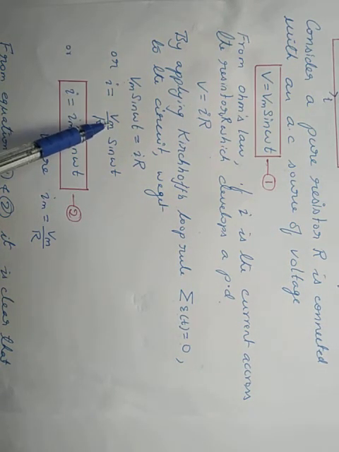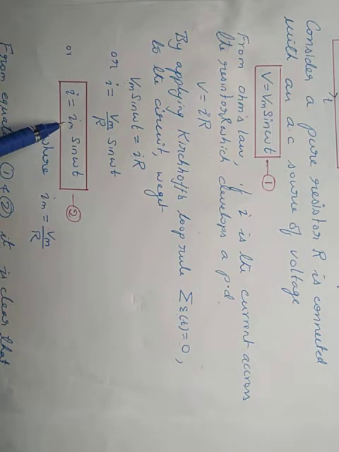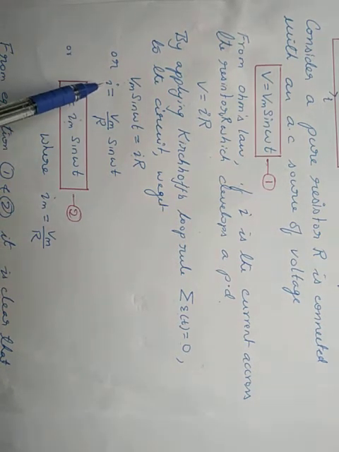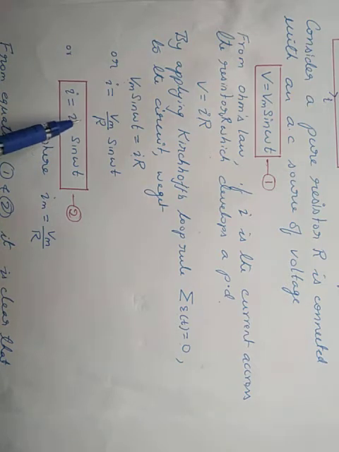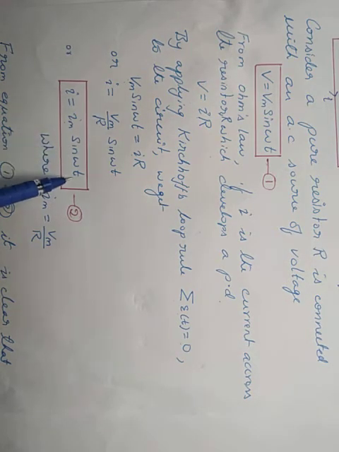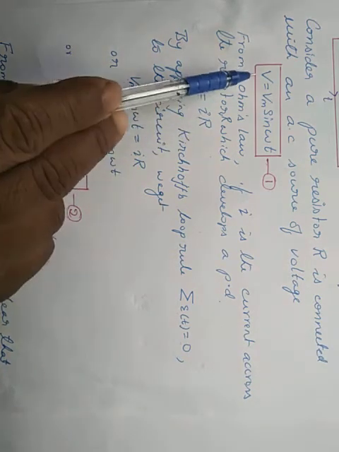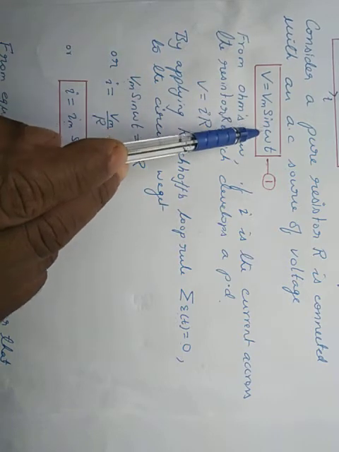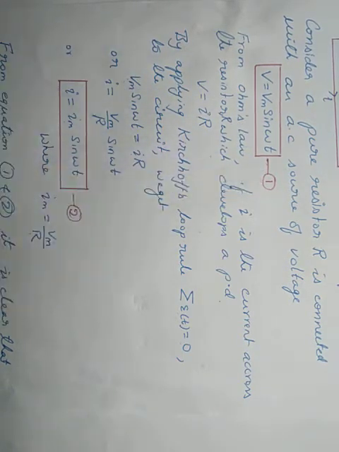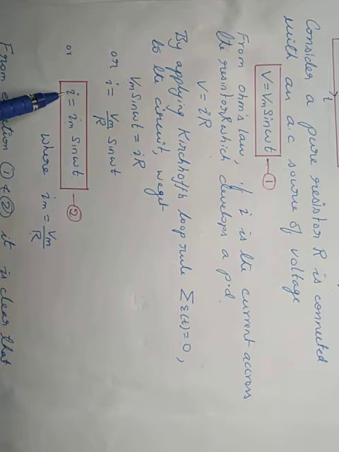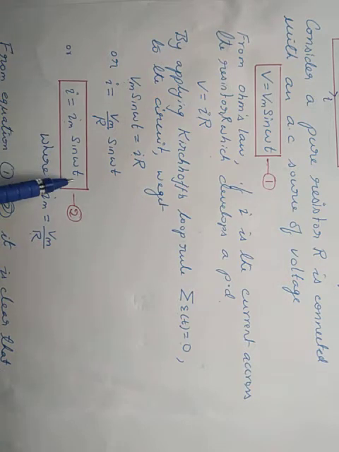Here, what is Vm? That is the amplitude of the voltage, the maximum value of the voltage. Vm by R you can write as Im by Ohm's law. So therefore, I equal to Im sin omega t, where Im equal to Vm by R. We got two equations: one for voltage, V equal to Vm sin omega t, equation number 1, and the equation for current, I equal to Im sin omega t.